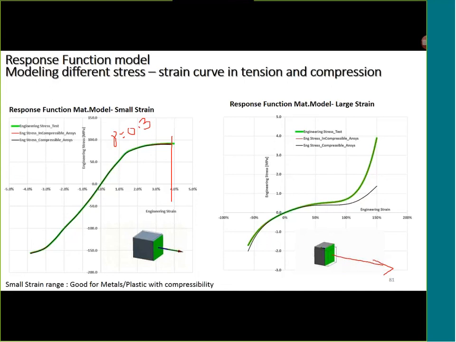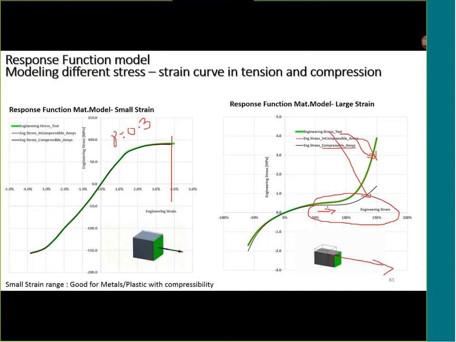Say, look at the example. When you introduce compressibility in the response function model, this is the black curve, which is actually deviating from the engineering test strain data. The problem occurs only at the large strain range, which is more than 50%. But for a material like rubber, which is incompressible, we can use this response function material model even for a very large strain range, which will exactly capture the material behavior.